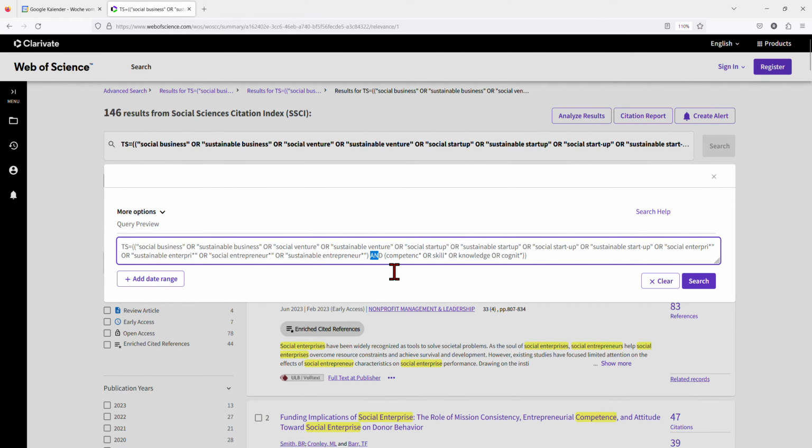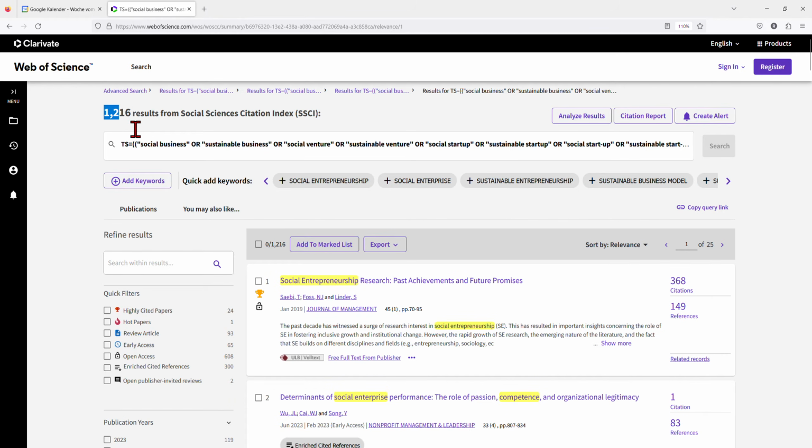And with this and here, I'm combining both these large parentheses so that they find only those articles that have either one of them and either one of them of these keywords here in the topic. So let's try again. And you can see that that really results in lots of other articles here. It's more than 1,200 already. So that was kind of successful in broadening our results.